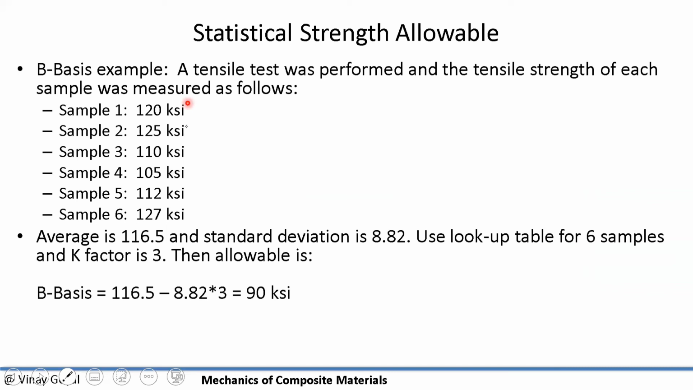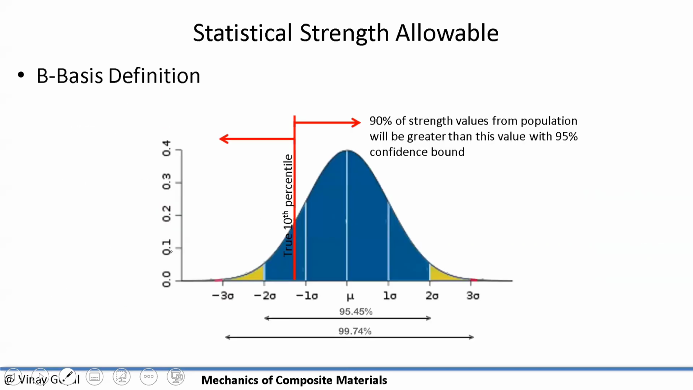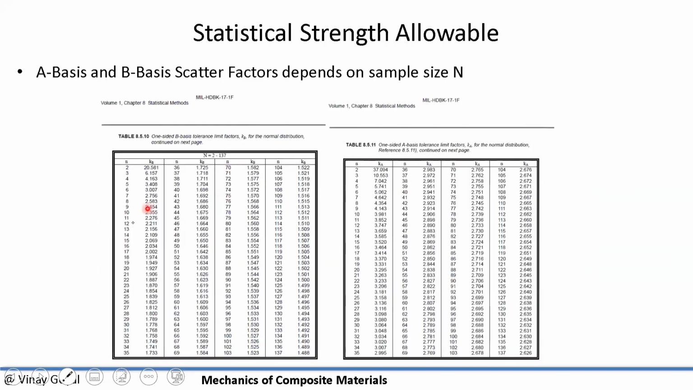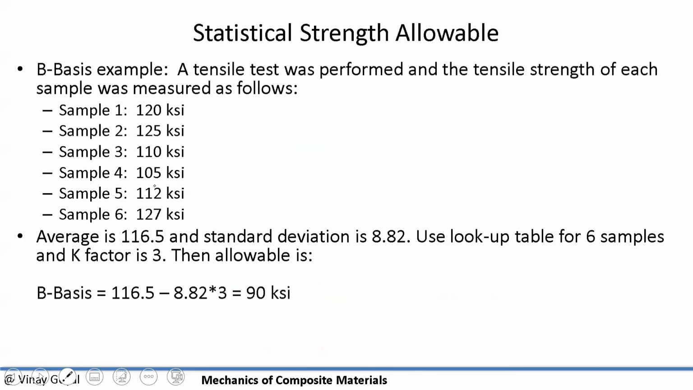Let's look at this example. I have 6 samples. The average of this data is 116. I have 6 samples, so I go here to this table, and for 6 samples, I find that it's basically 3, the scatter factor. So I plug it in here. The standard deviation can be calculated by Excel really quickly. I get 8.82. So I design to 90 KSI. I never design to the average. I don't design to the lowest value. I design to 90 KSI because that's going to protect me against any variabilities in the future. We got that.